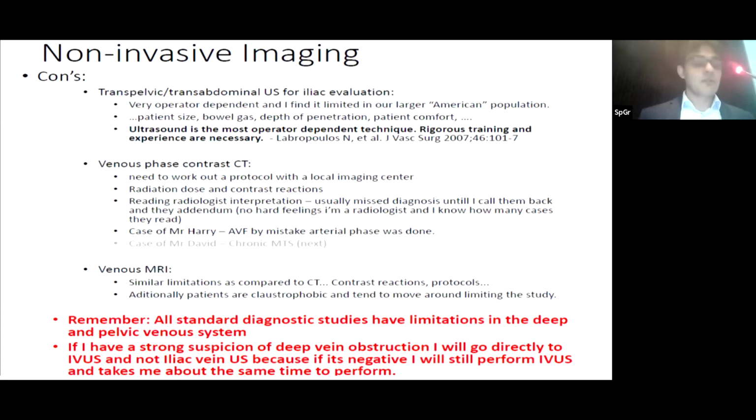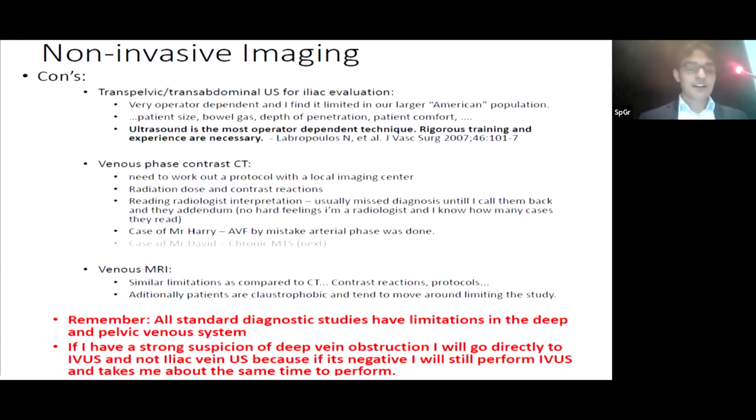For example, venous ultrasound depends on patient size, bowel gas, depth of penetration, and patient comfort. Again, there's huge inter-operator variability. Venous phase contrast CT also needs a protocol worked out with the local imaging center, and involves radiation dose and contrast reaction risk. Reading radiologist interpretation matters a lot. For example, I was in Salt Lake City two years ago: a 40-year-old with unilateral severe edema, and the venous reflux study was normal. These patients may even get a normal venous reflux study.